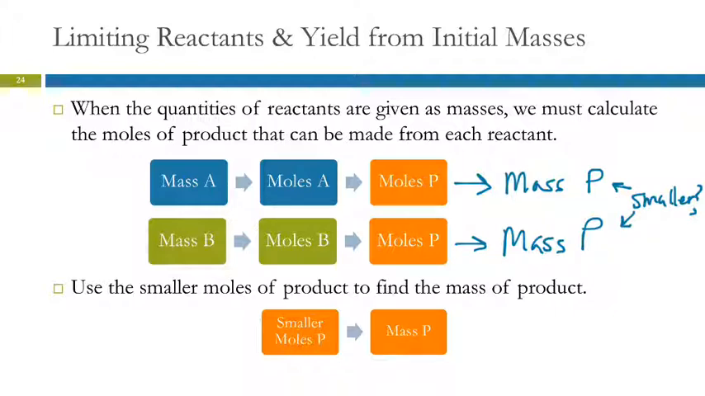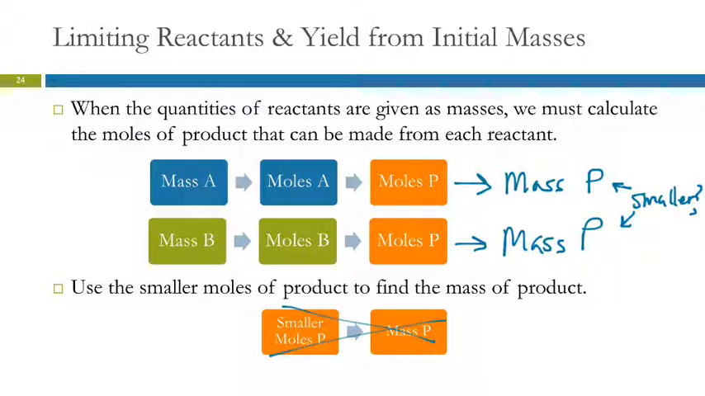And then we're not going to have this step down here. So we're going to do two calculations, grams to moles to moles to grams. We're going to go all the way to the mass of product. We're just going to pick the smaller one, and that's our theoretical yield.